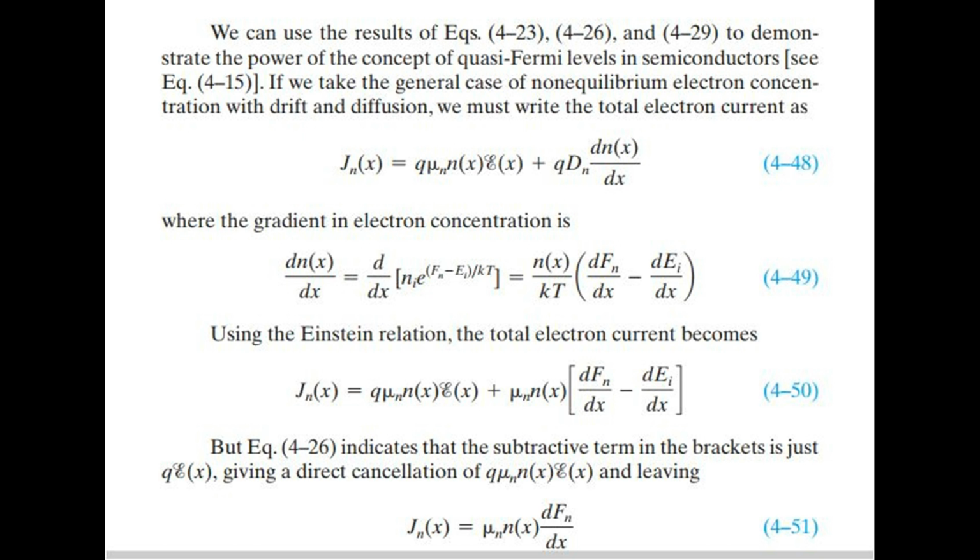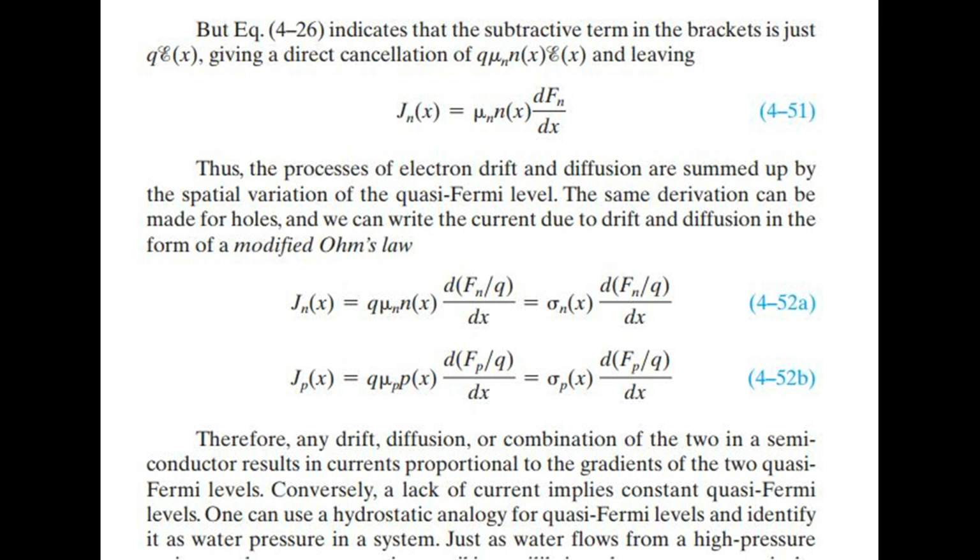The same derivation can be made for holes, and we can write the current due to drift and diffusion in the form of a modified Ohm's law. Therefore, any drift, diffusion, or combination of the two in a semiconductor results in currents proportional to the gradients of the two quasi-Fermi levels. Conversely, a lack of current implies constant quasi-Fermi levels.